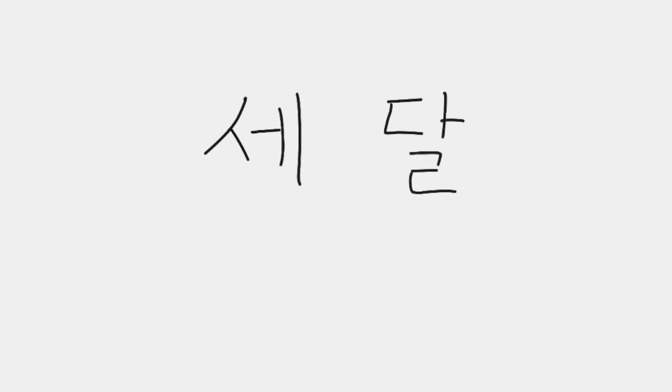For the months, if we are talking about 3 months, then you would say 세 달. So native number and then 달 means month. 세 달, 3 months. Now moving on to Chinese Sino number.